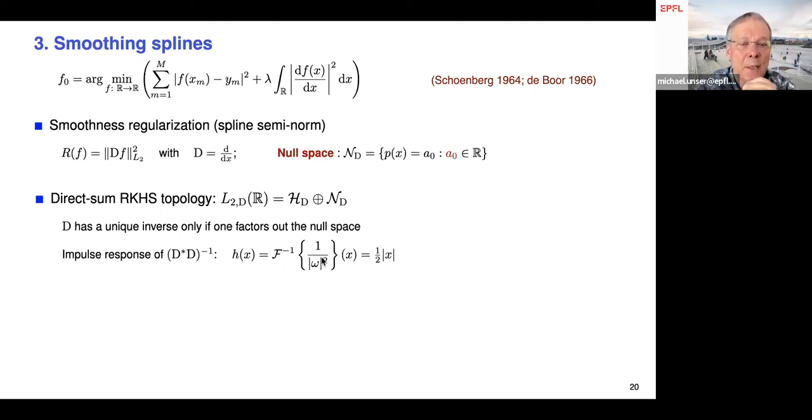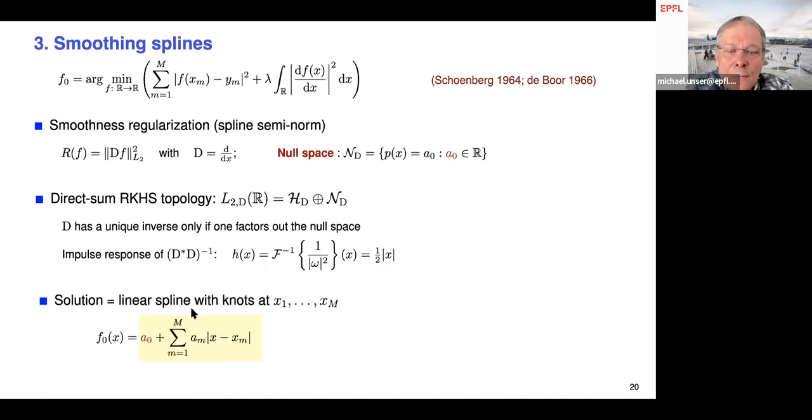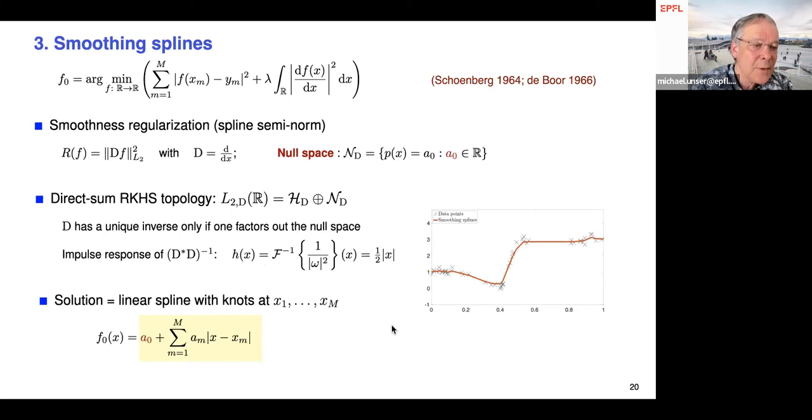If you go to the Fourier domain, the inverse of the second derivative will give you 1 over omega square. And this impulse response is just one half of the absolute value of x. Now if you put that in the theorem, what you have to add also is a null space component, and otherwise a linear combination of those kernels. And this gives you the very classical smoothing spline solution, which goes back to 1960. So it's very, very classical. And of course, it gives you a piecewise linear solution.